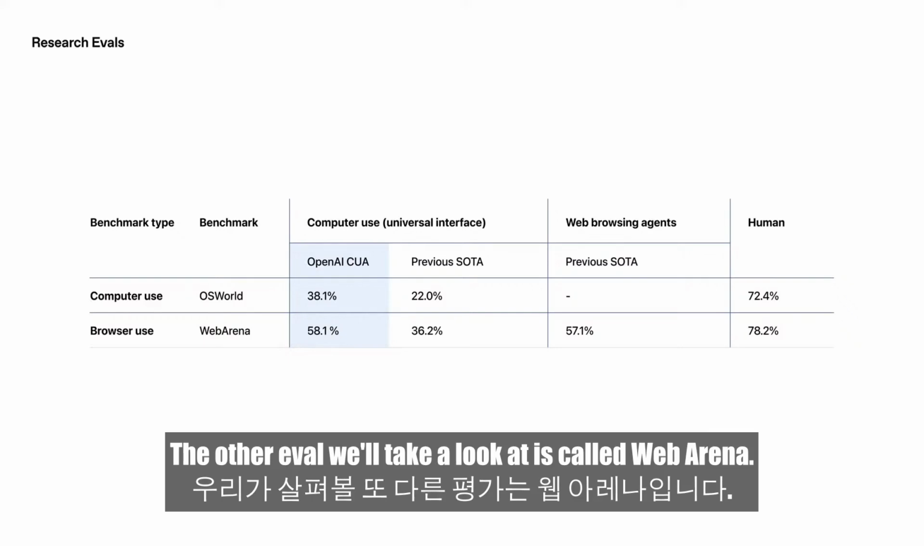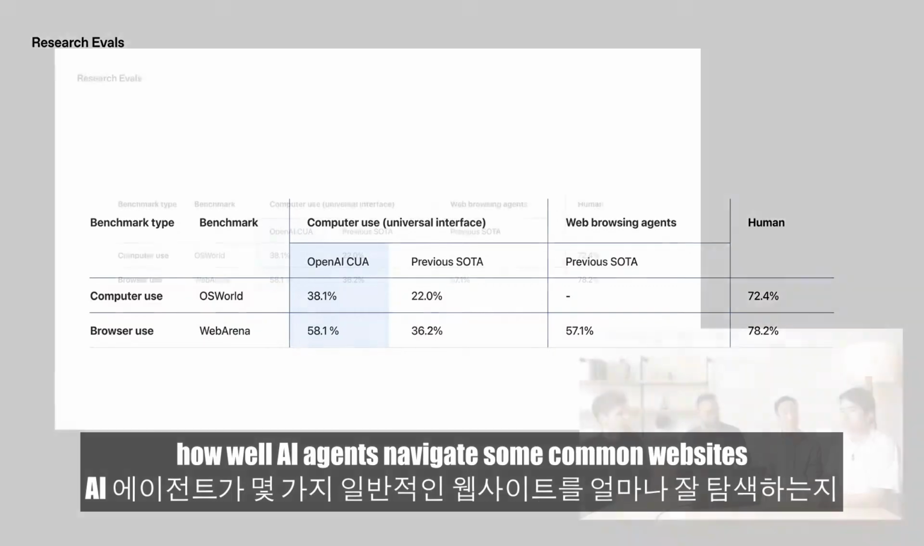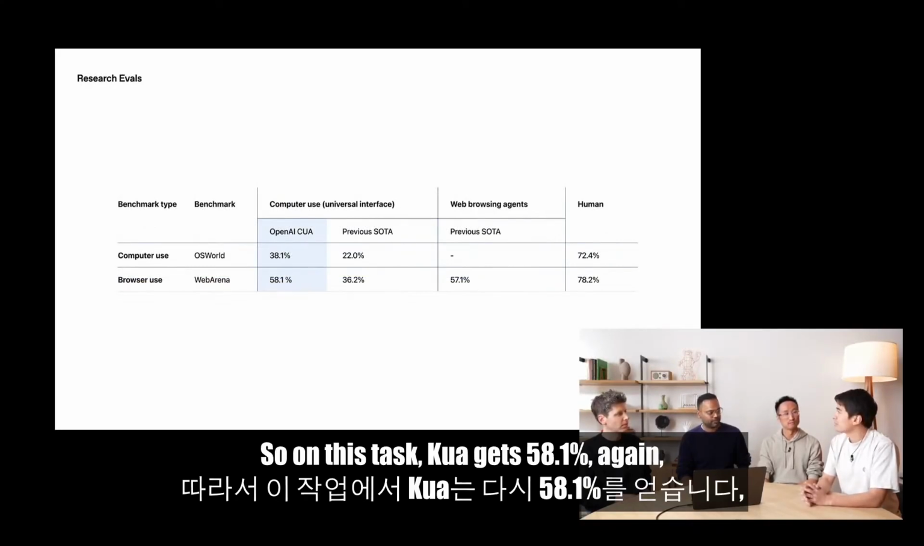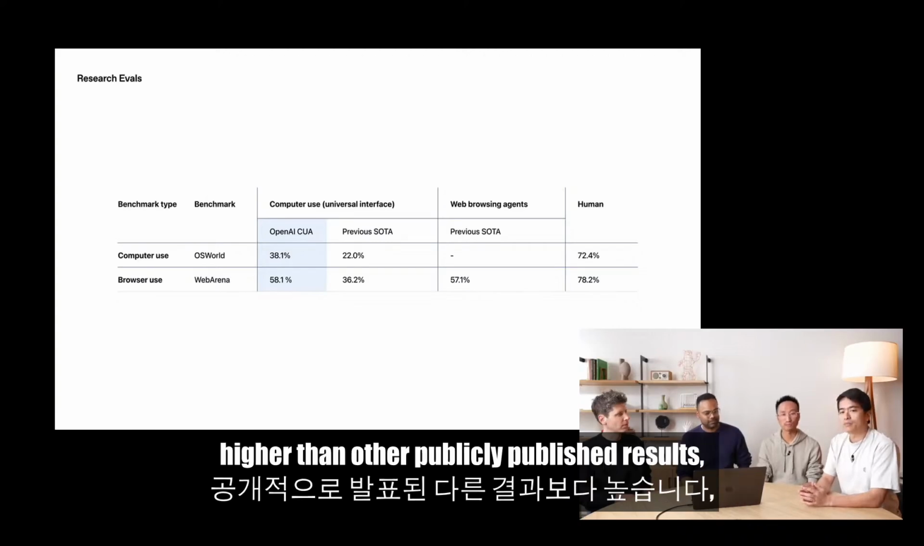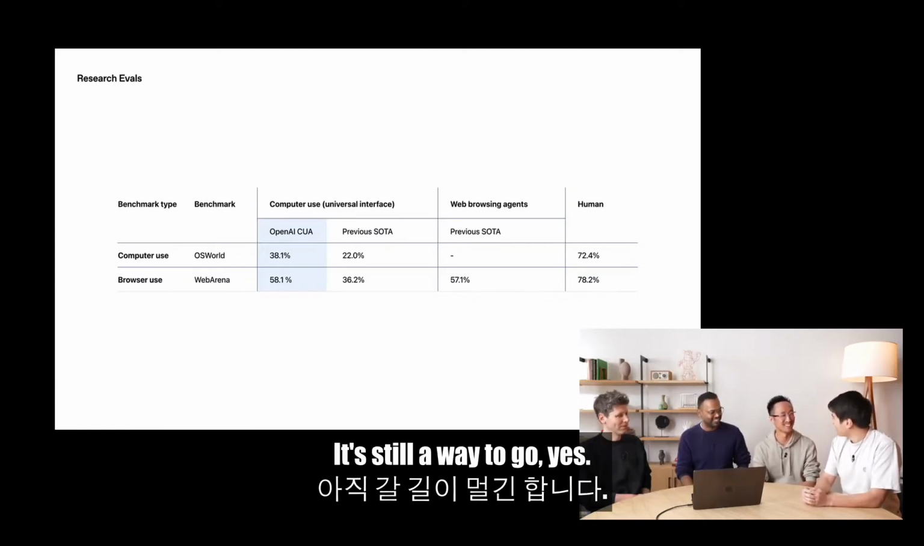The other eval we'll take a look at is called WebArena. WebArena is an eval that measures how well AI agents navigate some common websites, like e-commerce websites or social forum websites. So on this task, CUA gets 58.1%, again, higher than other publicly published results, but still falls short of human performance. Still a way to go. Still a way to go, yes.